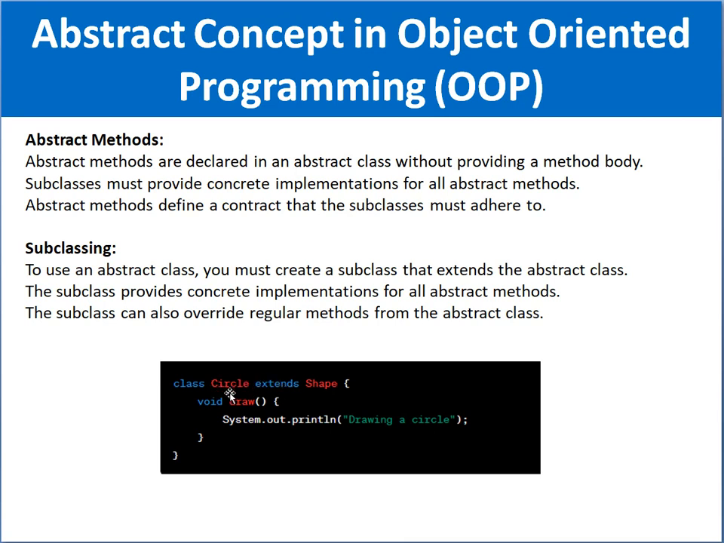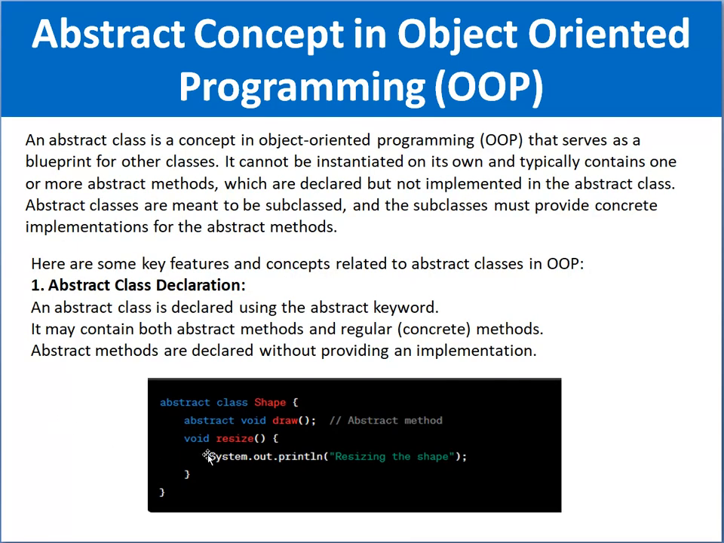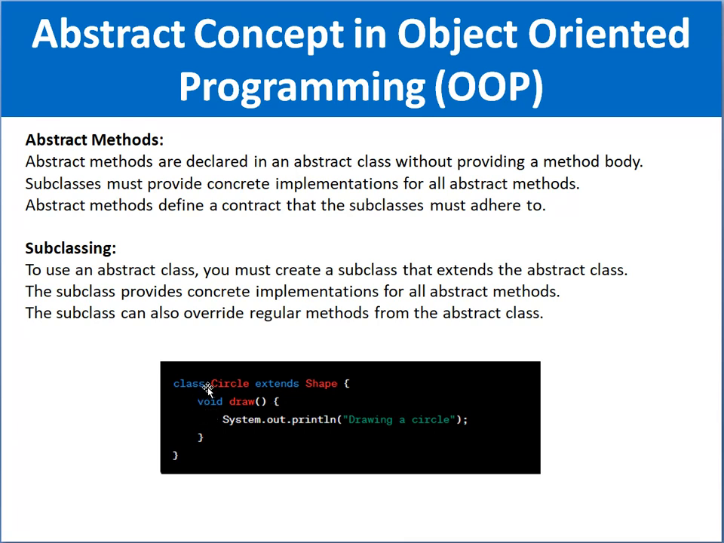Now the subclass Circle, which is extending from the Shape class, gives you the definition of void draw, System.out.print drawing a circle. See here, draw is the abstract method. It doesn't have any body. Now this is the Shape class, the base class. Now this Circle is extended from the Shape class, and it gives you the definition of the draw method.